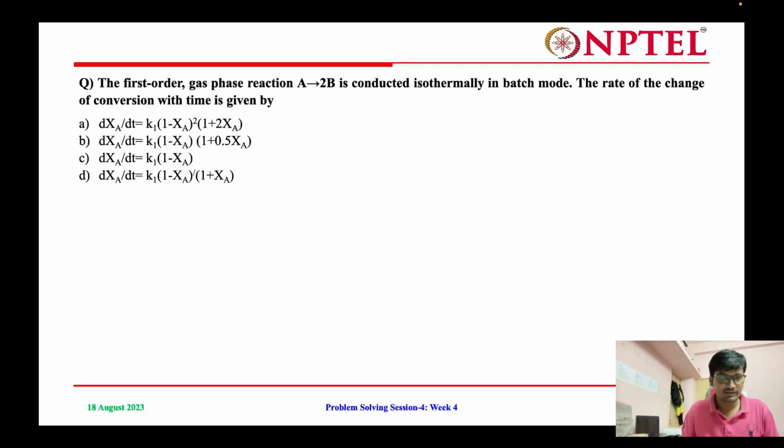Now move to question number 12. The first order gas phase reaction, 2A gives B, is conducted isothermally in batch mode. The rate of change of conversion with time is asked. There is an expansion factor, twice as well. So for first order, rA is equal to k1 CA, which equals 1 by V dNA divided by dt.